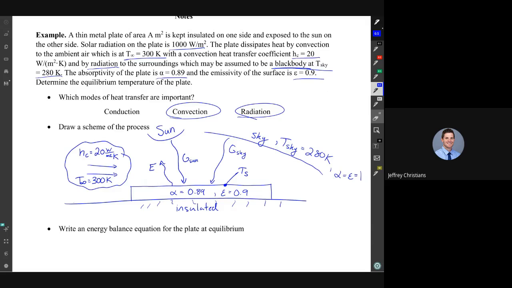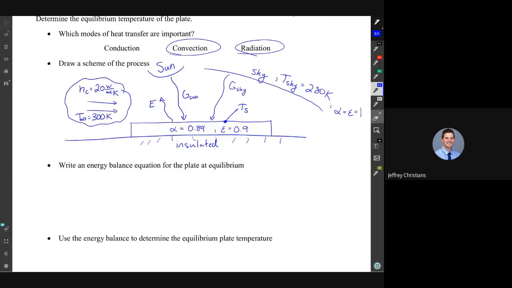Okay, so let's write an energy balance for this whole process. The amount of heat coming into our plate is going to be equal to the amount of heat leaving our plate. So E in equals E out. For me, this is the easiest way to figure out all the sign convention: just say in equals out while we're at equilibrium. So where is heat coming in and where is heat leaving?